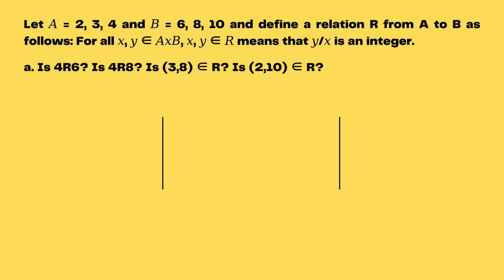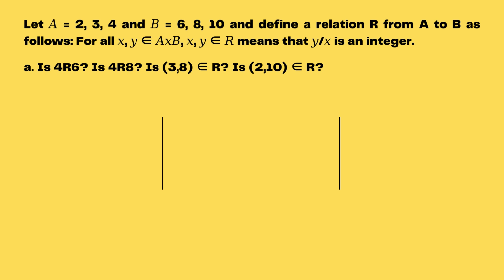First, we have to answer letter A. Is 4 related to 6? Is 4 related to 8? Is (3, 8) an element of R? And is (2, 10) an element of R? Before we find the answer, let us lay out all the set of pairs.